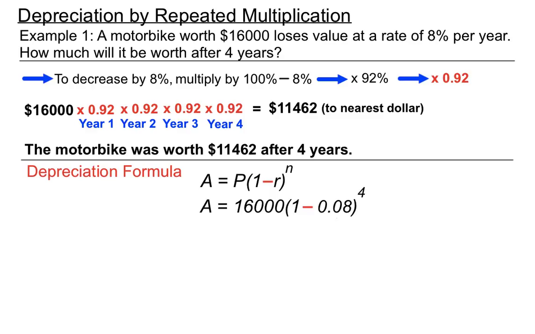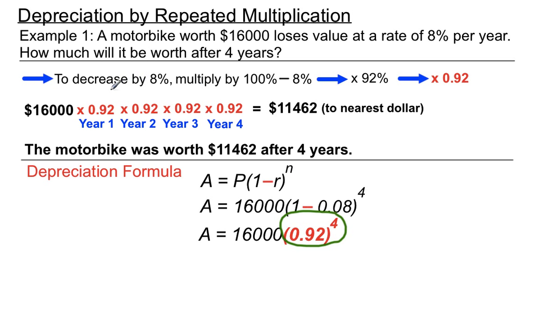If we type that into our calculator, we can actually simplify a bit. The bracket here, 1 minus 0.08, is actually 0.92. Before we do the calculation, let's have a look at just this bit here. 0.92 is being multiplied by 16,000, but it's 0.92 to the power of 4, which really means 0.92 times itself times itself times itself.